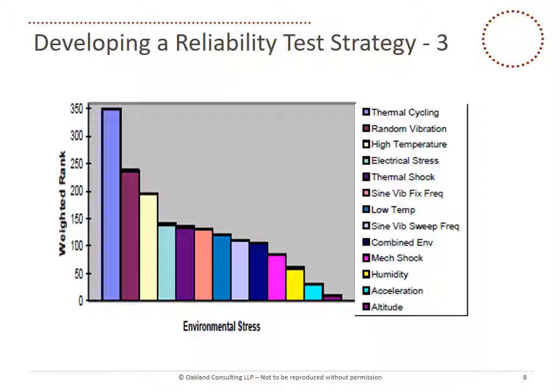So clearly, the Hughes study done many years before this was pretty much in line with that in terms of thermal cycling, random vibration, high temperature and electrical stress being the most efficient. The key to this is how to combine them and then also how to measure the test.